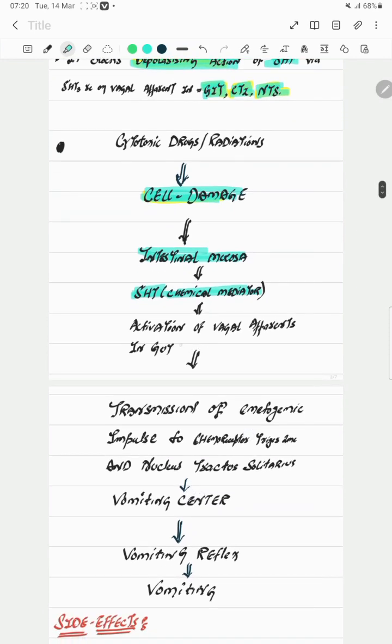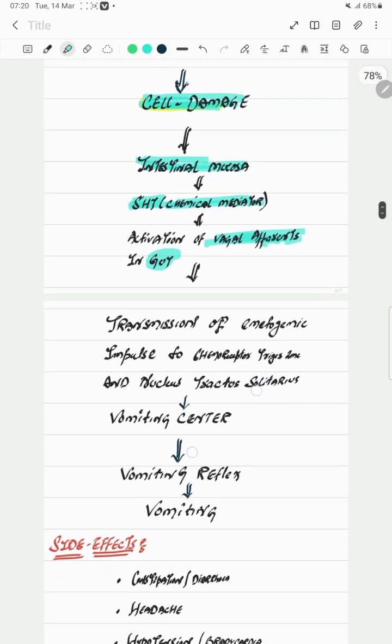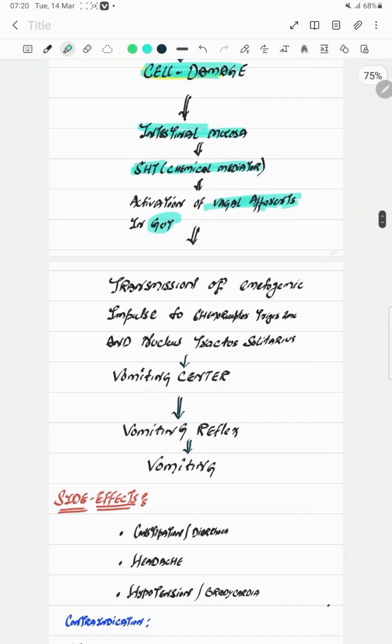These chemical mediators cause the activation of vagal afferents in the gut. On the activation of vagal neurons, transmission of emetogenic impulse occurs. Emetogenic impulses are those impulses which can cause vomiting. These transmissions occur to the chemoreceptor trigger zone and nucleus tractus solitarius, and from them it then goes to the vomiting center, and after that vomiting occurs by means of the vomiting reflex.